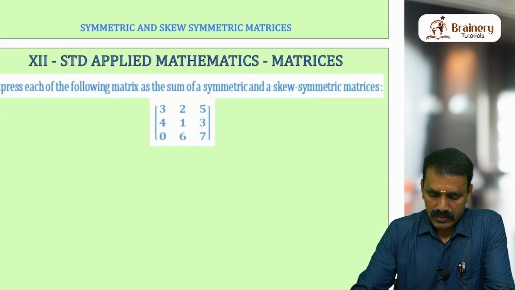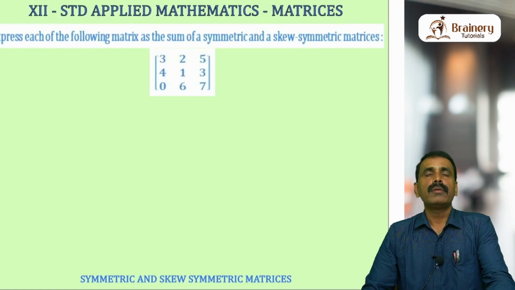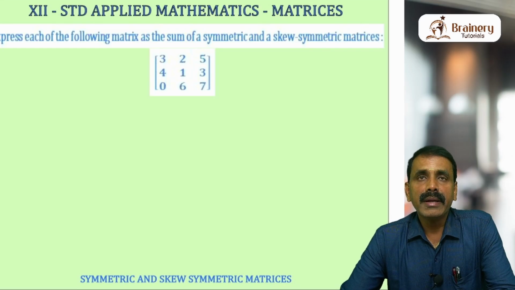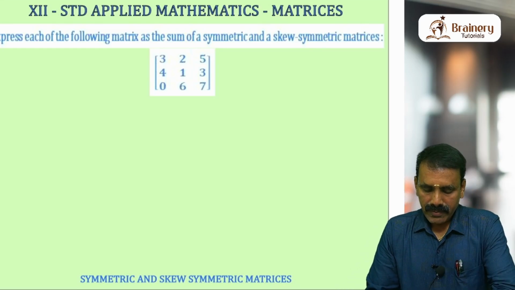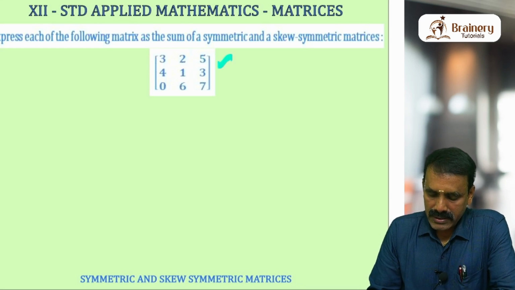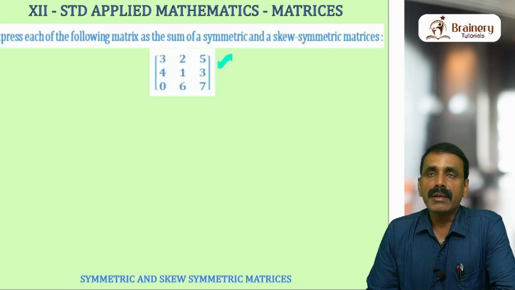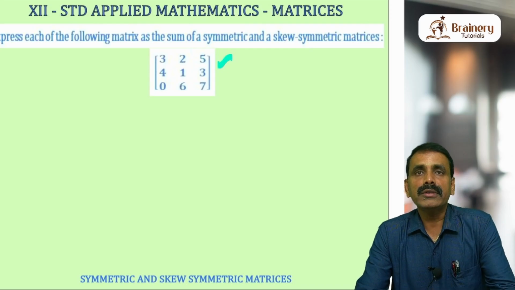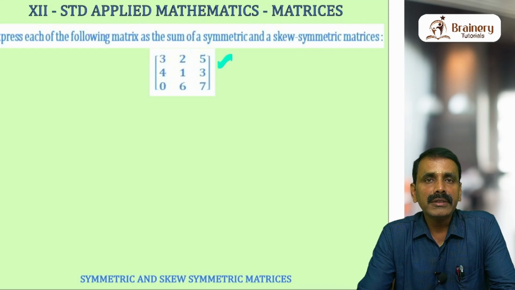Now we move on to the same type of problem, but here it is going to be a 3 by 3 matrix. So same question: express this matrix [3, 2, 5; 4, 1, 3; 0, 6, 7] as a sum of a symmetric and a skew symmetric matrix. Is it clear? We have done a problem with the 2 by 2 matrix, so we won't find any difficulty in doing the 3 by 3 matrix also.